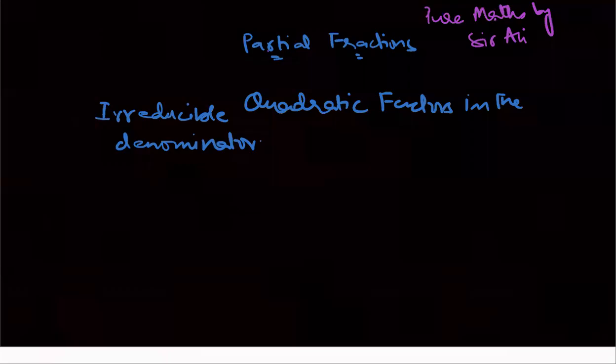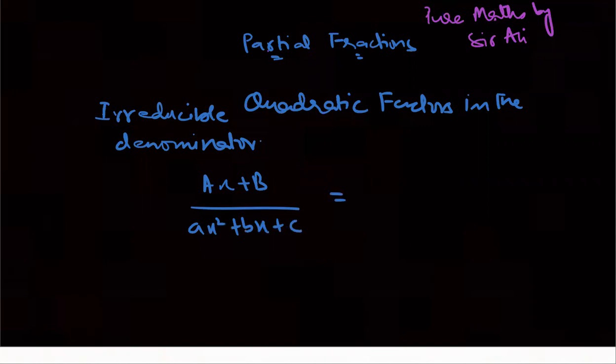Okay, irreducible quadratic factors in the denominator. For example, if the fraction is written as ax plus b over ax square plus bx plus c. Irreducible quadratic functions in denominator can be written as ax plus b over ax square plus bx plus c. Now, what will be a practical example of this? Let's have a look.